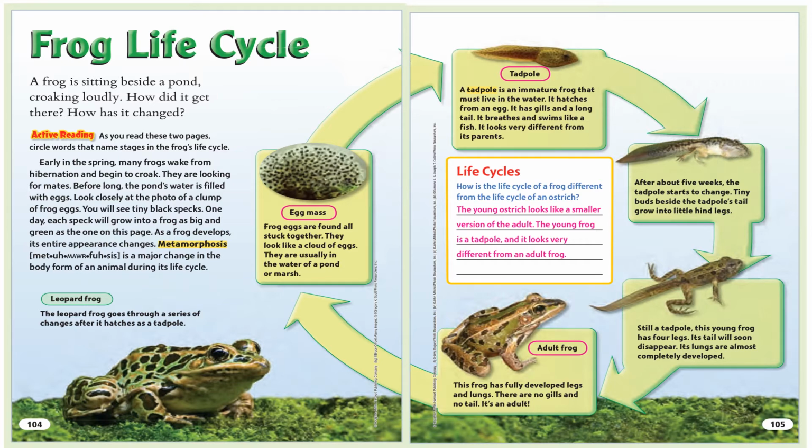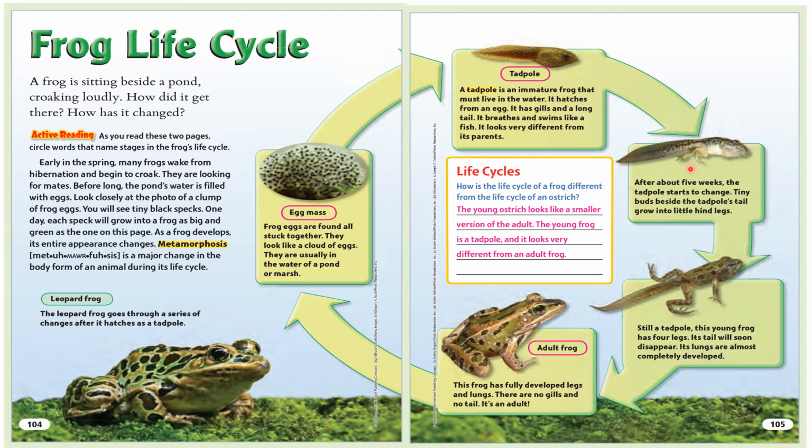So the first stage is egg mass. Frog eggs are found all stuck together, usually in the water of a pond. The second stage is tadpole. A tadpole is an immature frog that must live in the water. It hatches from an egg.